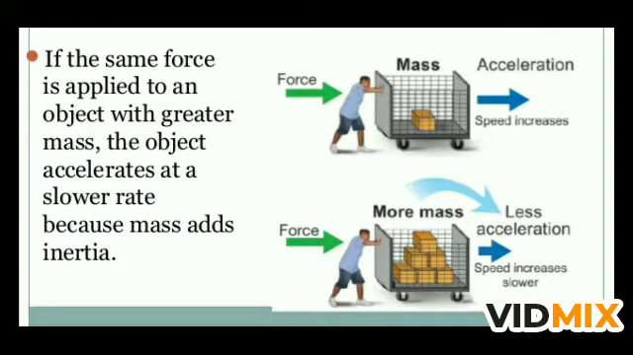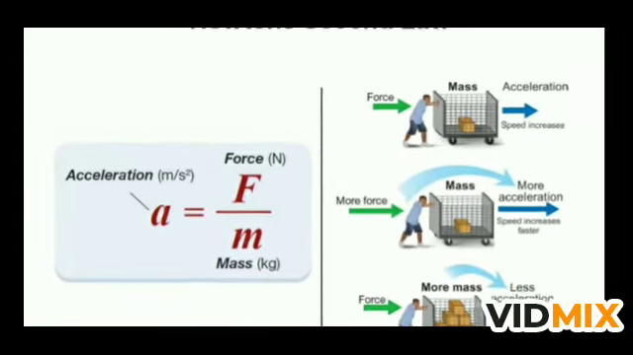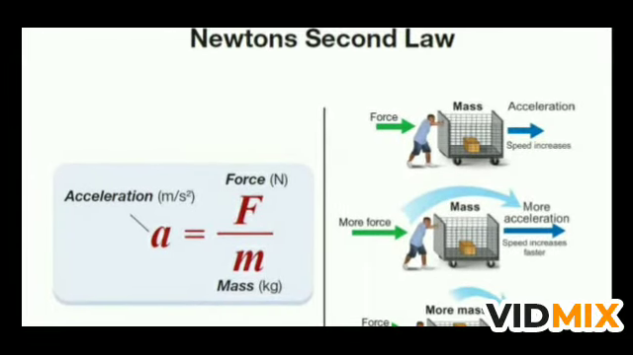So in this picture it is very clear that if you are applying the same force to different massive objects, there is a different rate of change of speed. With lesser mass, when you apply the force, the speed will increase quickly, but for the more massive object, the same force is there and it will increase at a slower rate. So what is the relation now? The relation is a = F/m.